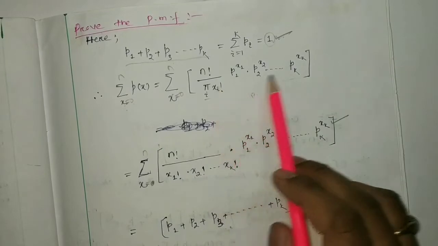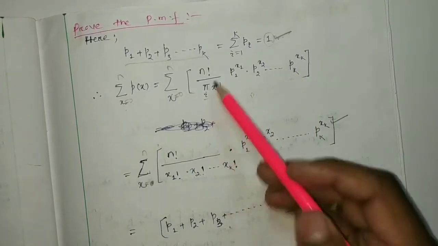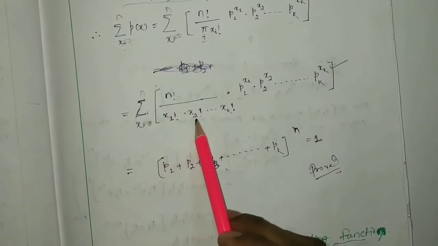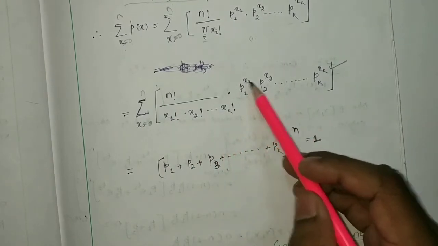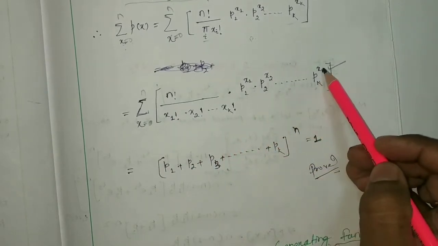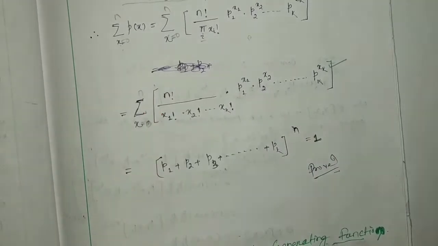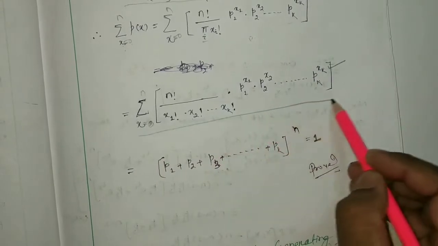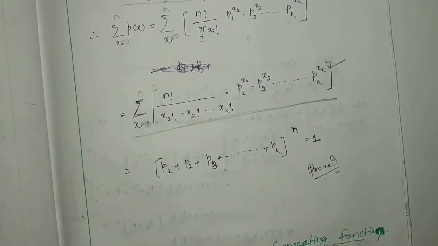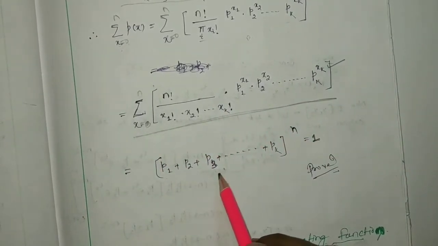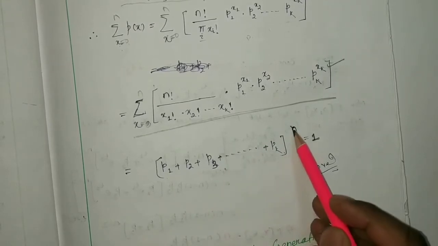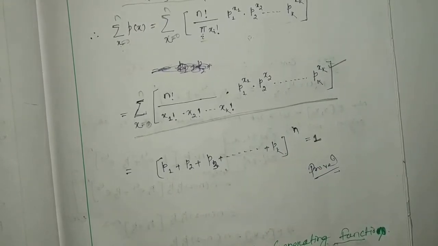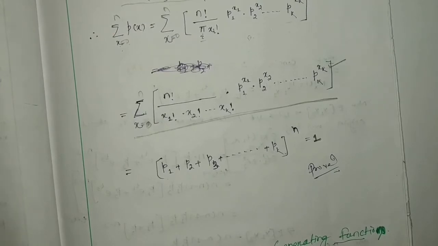So this is our PMF: n factorial by x1 factorial, x2 factorial up to xk factorial, into p1 to the power x1, p2 to the power x2 up to pk to the power xk, and summation over 0 to n. Right, this much can be written as (p1 plus p2 plus p3 up to pk) to the power n. How is it? I am going to show you with 2 examples, and that will make it clear.